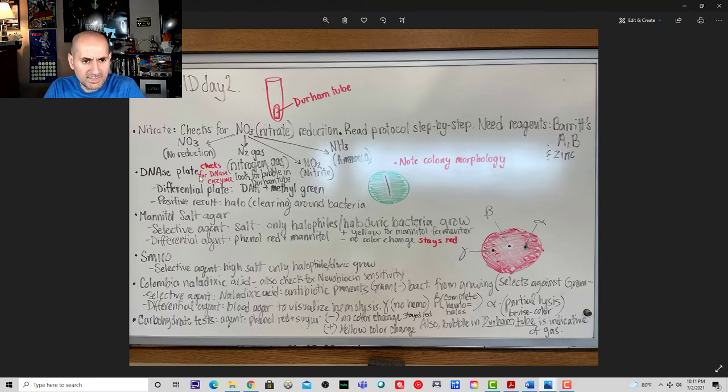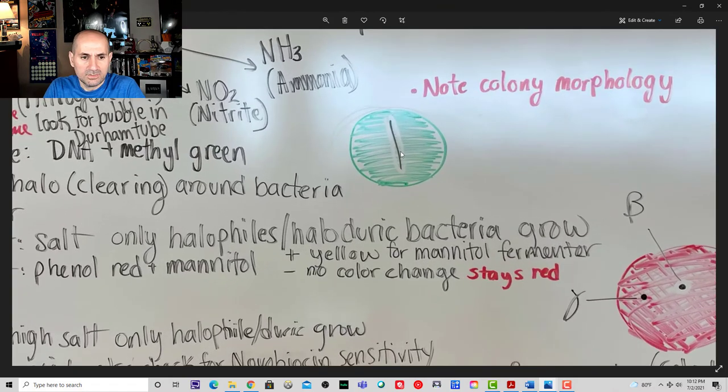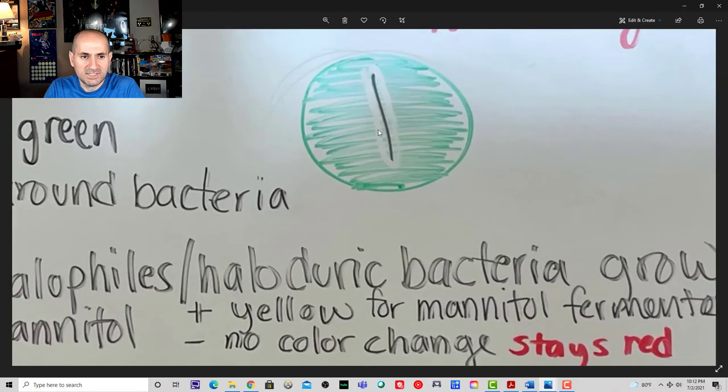And the DNA plate, remember, this was a mint green plate. What you should know is that you get this halo, this clearing around the bacterial colony where you can pretty much see through the plate where the green color is gone, and you've got this clear halo around the bacterial streak. Here, that's indicative of a DNase positive bacterium, bacterium that produce the exoenzyme DNase.